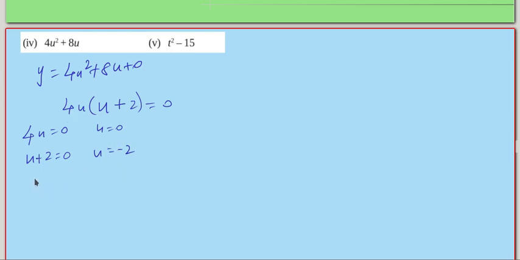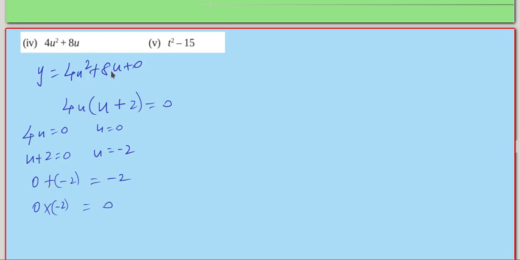What is the sum of the zeros? If we add the two zeros, what will we get? 0 plus minus 2. The sum of the zeros is minus 2 itself. Product of the zeros, 0 into minus 2, is 0.